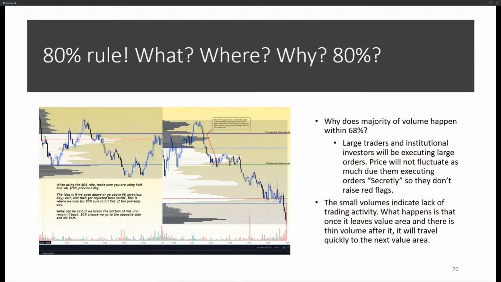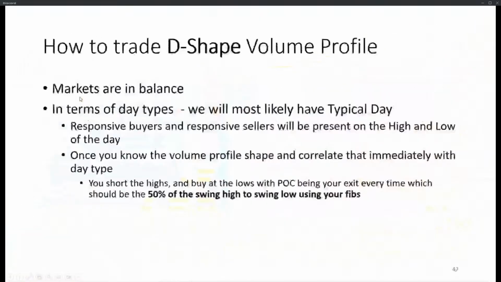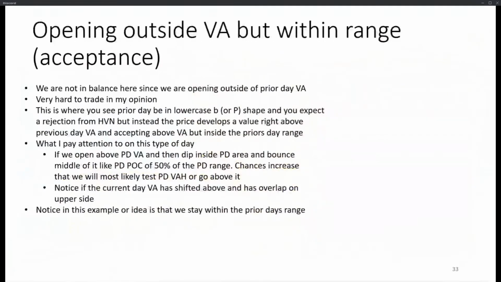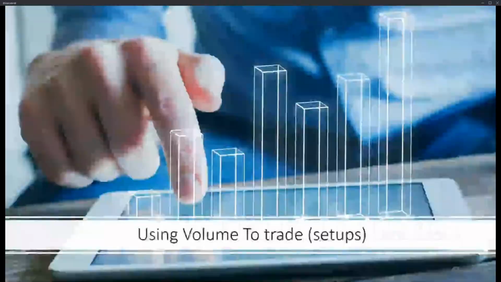Here's the 80% rule, right? So 80% says that if you break in, let me just kind of cover this, bring back to here. When you open outside but within the range, that's a really good probability that will happen. A better probability happens when you open outside the range, outside this, and then you fall back inside the value area high. Let's say this was a bullish outside. Then you fall inside, that's where your 80% has a higher probability of working out.